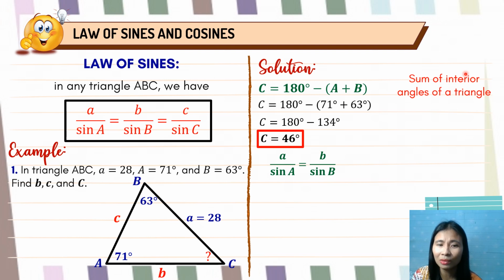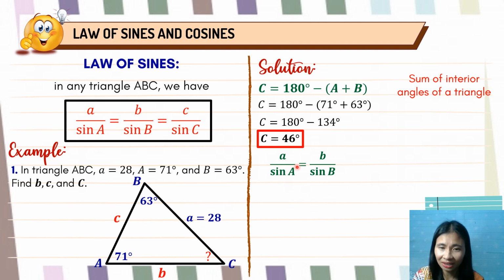Now that we already have the measure of angle C, we proceed to either b or c. Looking at the given, it's A that is complete, meaning we have the measure of angle A and the measure of side a. Try to observe the equation. It is in a proportion style, meaning we are only going to choose two ratios to create the equation, or to identify what particular equation we are going to use.